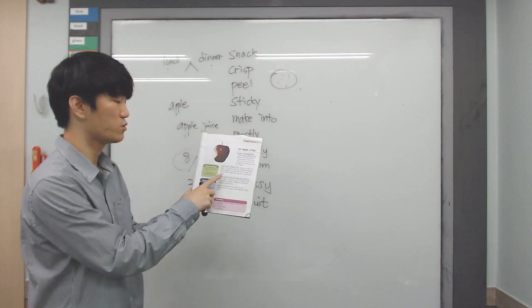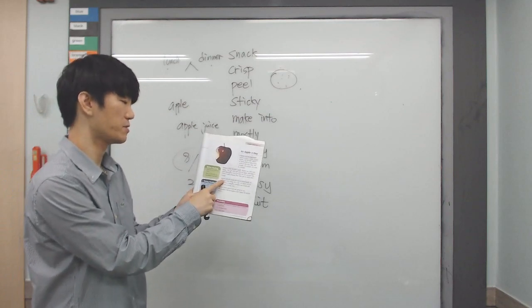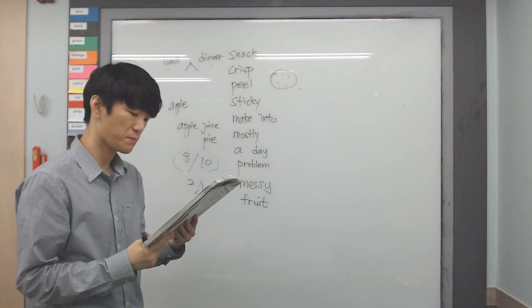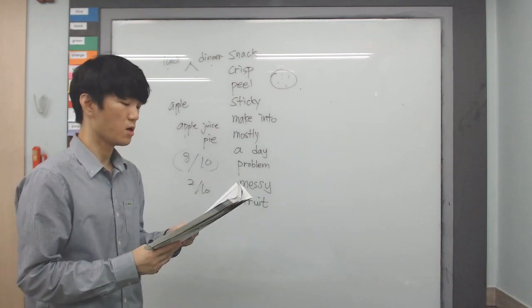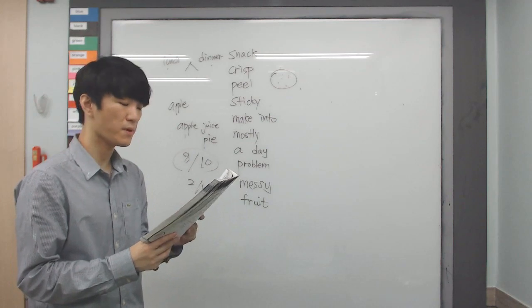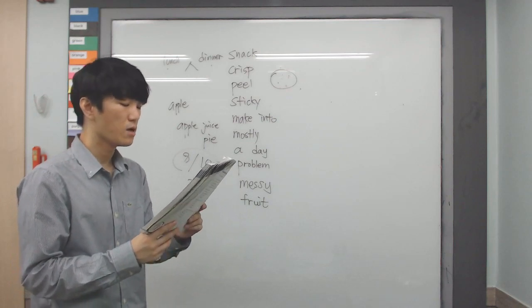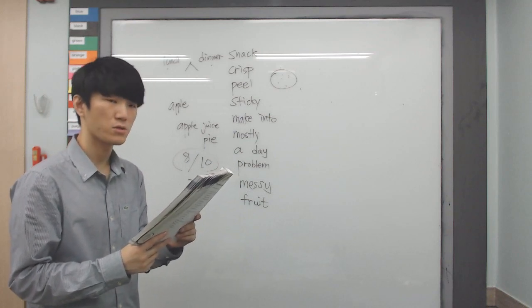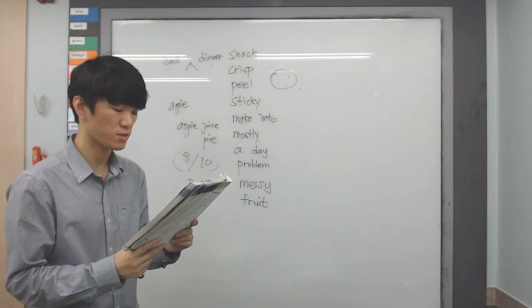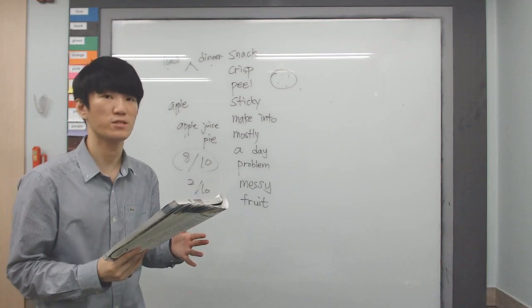So move on to third paragraph. Apples can be made into lots of other foods. An apple can be made into a pie. An apple can be made into a cake. But oranges are mostly just made into orange juice.